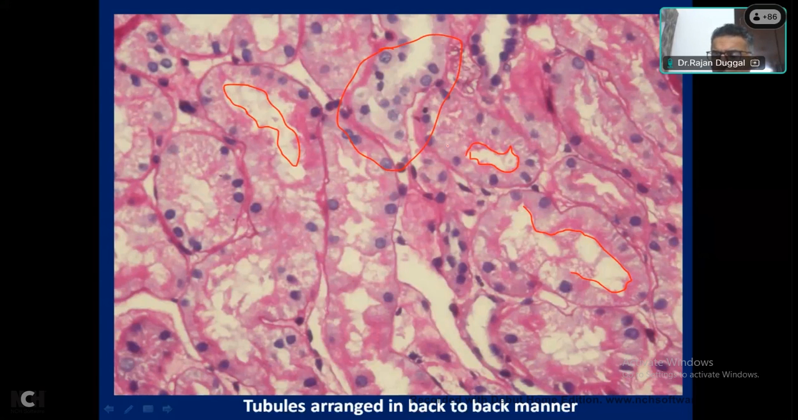They have bigger lumen. They have got brush border. They have got more cytoplasmic granularity because of more number of mitochondria, as compared to the distal tubules, which are smaller in size. They have got narrow lumen. They have got no brush border, and they don't have mitochondria in the cytoplasm. That is why the cytoplasm is not granular.